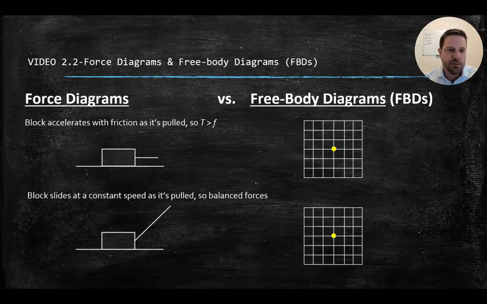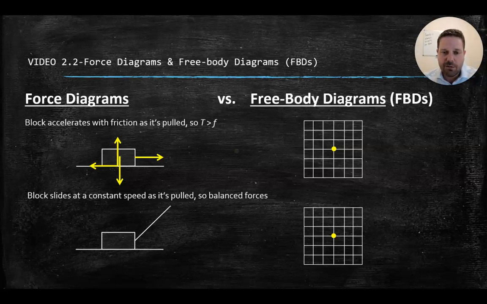So let's look at some examples here. So first example, we'll look at a block that's being accelerated with friction, but since it's accelerating as it's being pulled, then the tension force that's pulling is going to be greater than the frictional force. So let's go ahead and draw the force diagram. So we have gravity, normal force, tension, and friction. And because it's sliding, this would be kinetic friction.